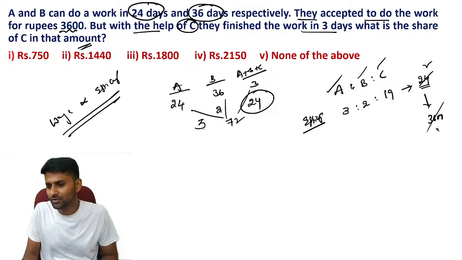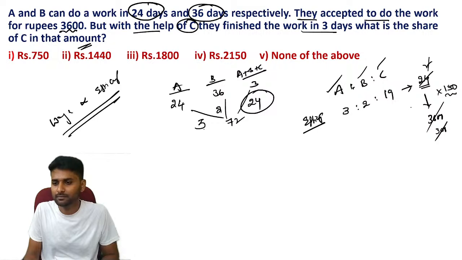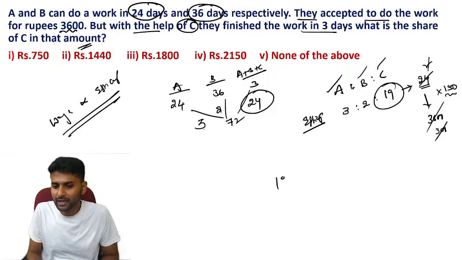12 times 2 is 24, times 12 is 300. Now each value is multiplied by 150 rupees. Now we are going to pay 19 units of amount. Each amount is 150 rupees.